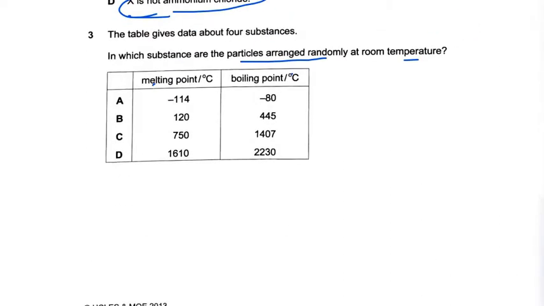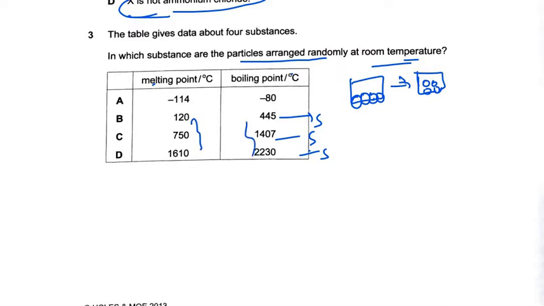Now let's see question number 3. It is telling you the 4 substances' particles are arranged randomly at room temperature. In a solid, the particles are very orderly arranged. In a liquid, if you give heat, it will turn into a liquid, and the particles will slide past each other, and in a gas, they are randomly arranged. So let's see the options. It's very simple. This is the solid. Look at the melting and boiling point, it will tell you. So only A is the correct option.